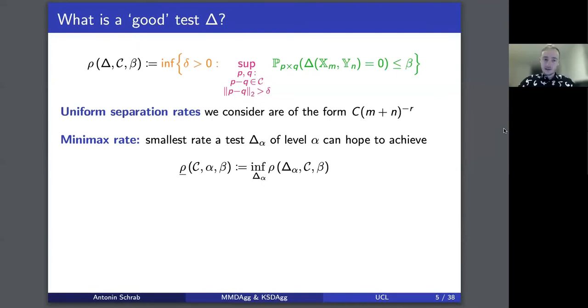And then we can ask what is the best uniform separation rate a test of level alpha can hope to achieve. This is called the minimax rate, and it's simply taking the infimum over all the uniform separation rates, where the infimum is taken over all possible tests of level alpha. And we denote this by rho with an underscore.